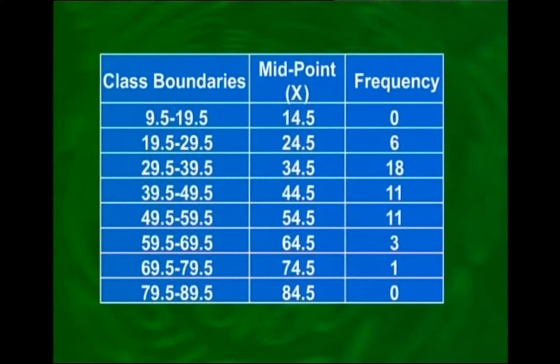Now, since we want the polygon to touch the x-axis on the left side as well as the right-hand side, we add a class in the beginning and in the end of our table. These classes are 9.5 to 19.5 and 79.5 to 89.5. Since no value of our data set falls in these age groups, the frequencies of these classes are 0. The midpoint of the first class that I just added is 14.5 and that of the other one is 84.5.